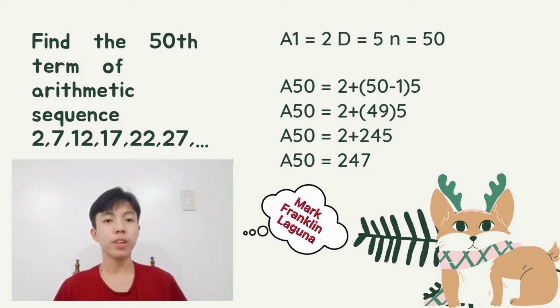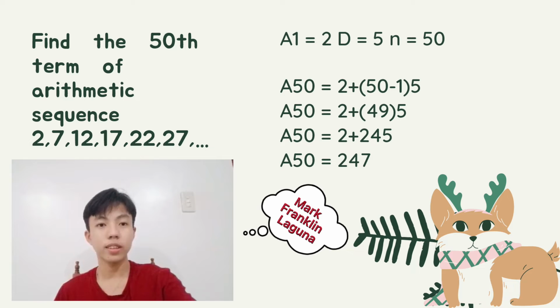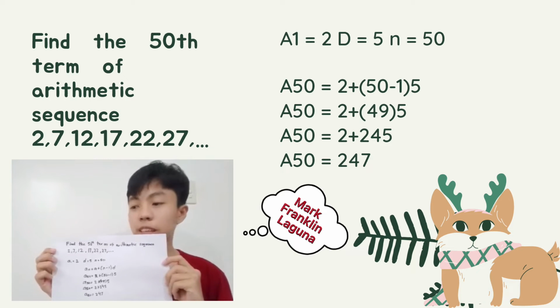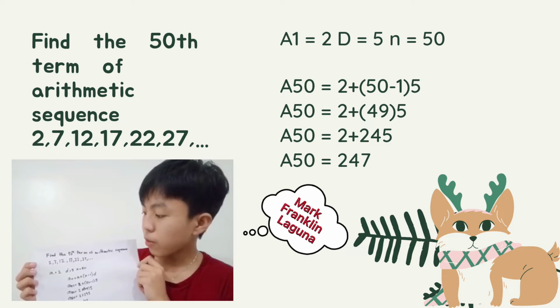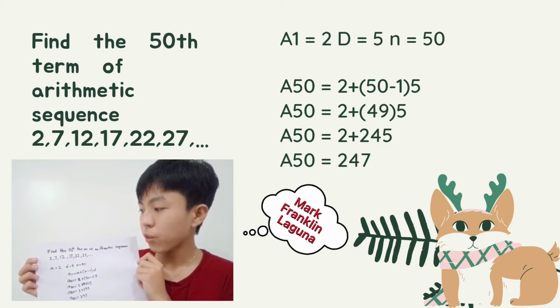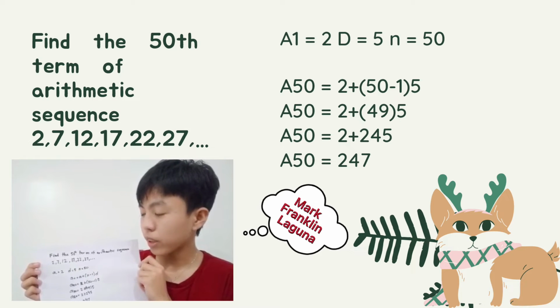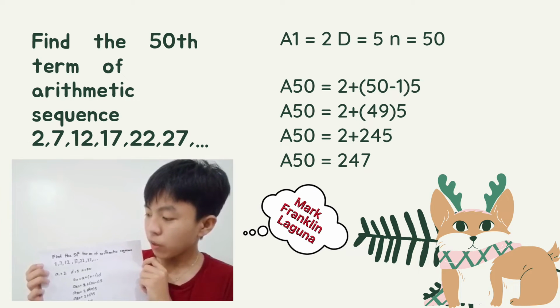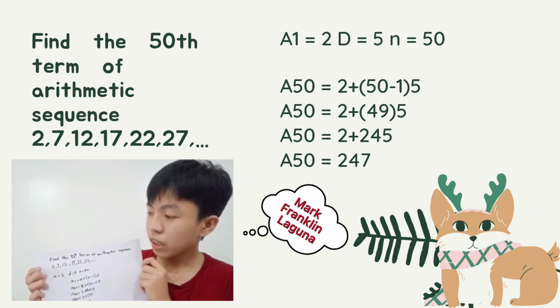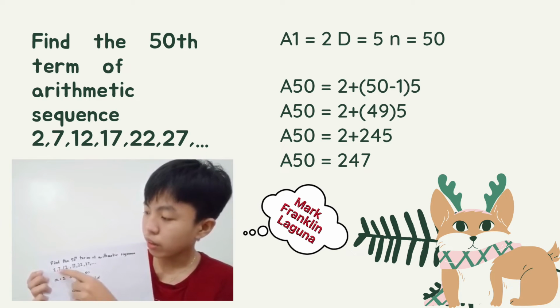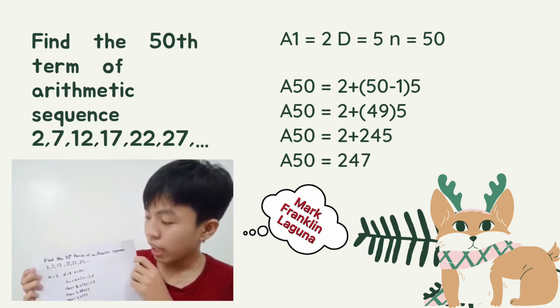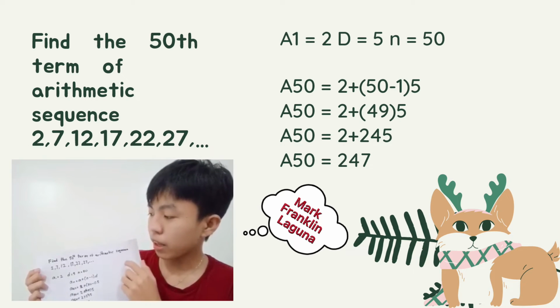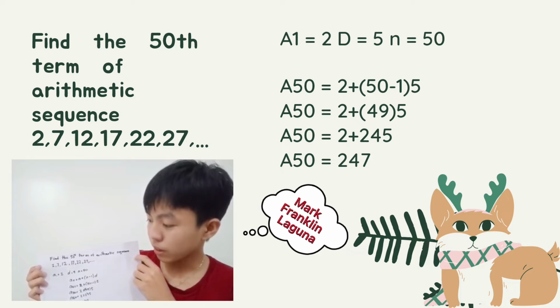Hi, my name is Mark Franklin Laguna, and now I will give an example of arithmetic sequence. Find the 50th term of the arithmetic sequence 2, 7, 12, 17, 22, 27. A is equal to 2, which is the first term, and D is equal to 5, which is the common difference of 2 and 7. N is equal to 50, which is the number of terms that we will count.